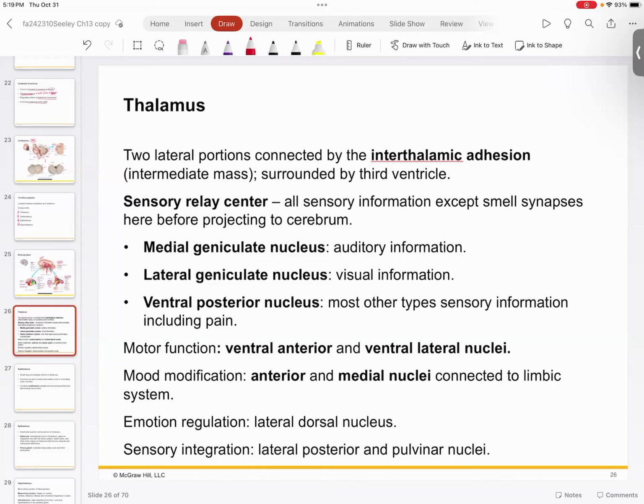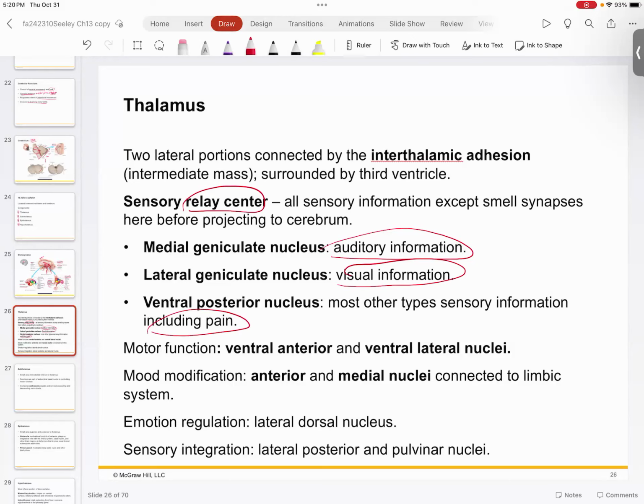What the thalamus acts to do is basically it's a relay center. So typically sensory information is essentially moving through the thalamus and projecting to the cerebrum, to the various areas of the cerebrum, and the different nuclei are designed to handle the different types of sensory inputs. For instance, the medial geniculate is going to be handling auditory information. The lateral geniculate is going to be handling visual information, sensory information that's coming in. The ventral posterior will handle pain, among other types of sensory information.